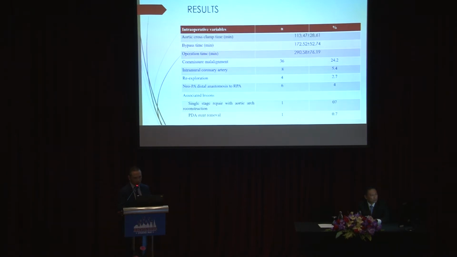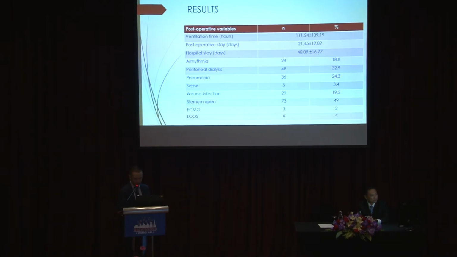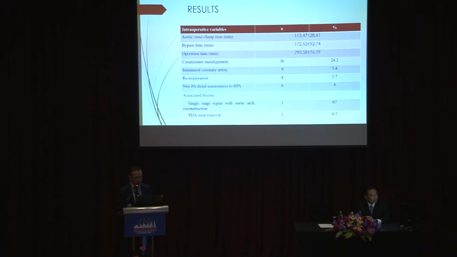The mean aortic clamp time was almost 2 hours, and recently it dropped to 70 minutes. The bypass time is about 170 minutes.